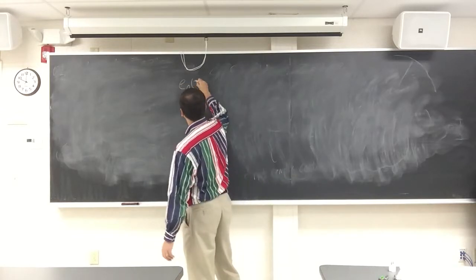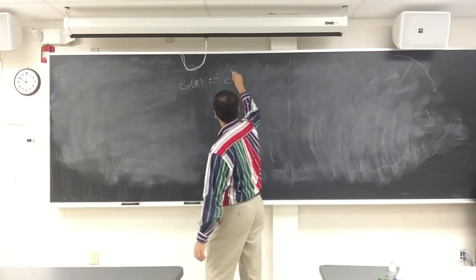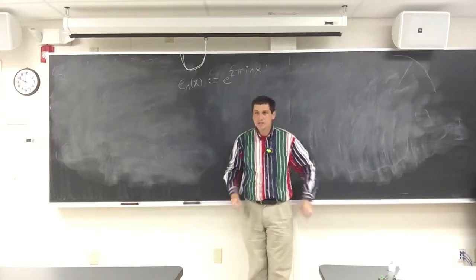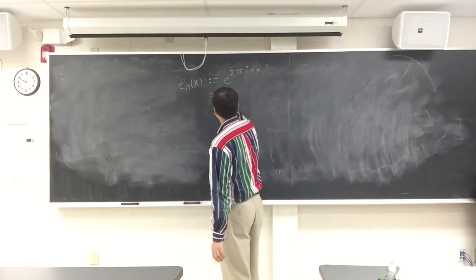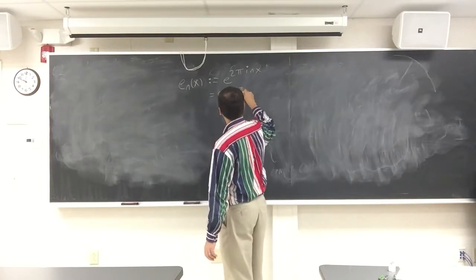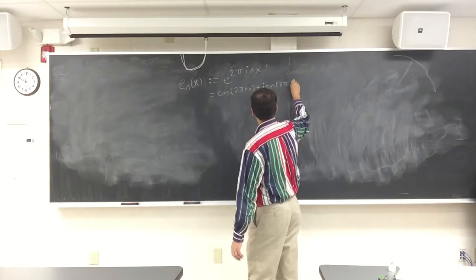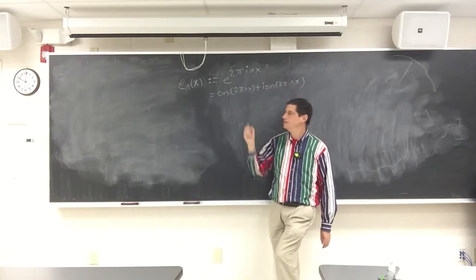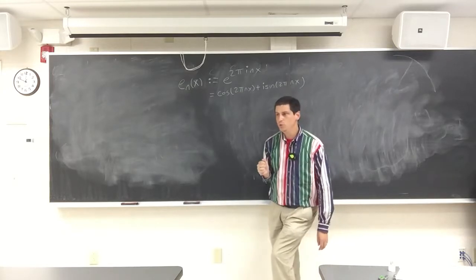So E_n of x we define to be e^(2πinx). What's nice about this is every time I increase x by 1, I return to where I started. You can write this out as cosine of 2πnx plus i sine of 2πnx. And we've talked about how you can write cosines and sines in terms of sums and differences of the exponential function.